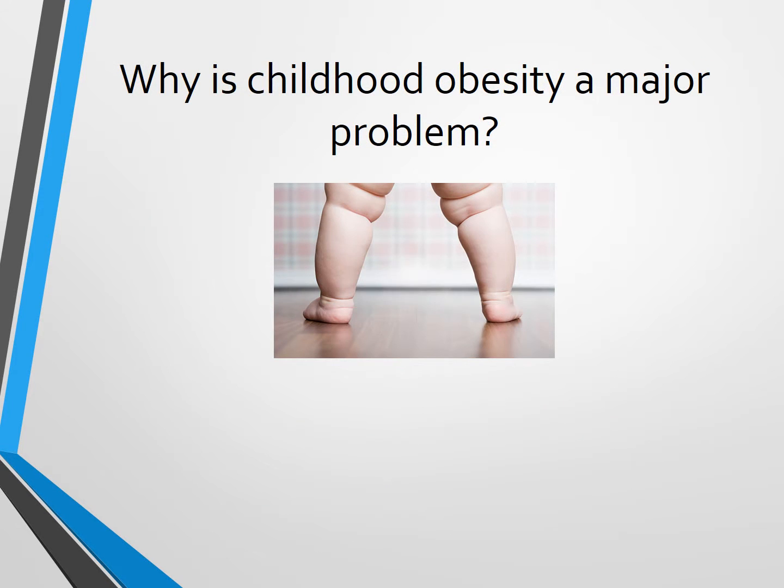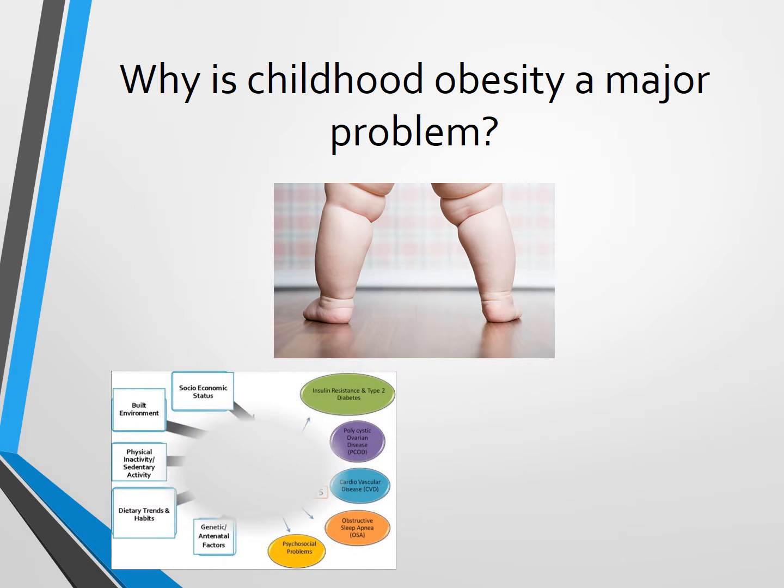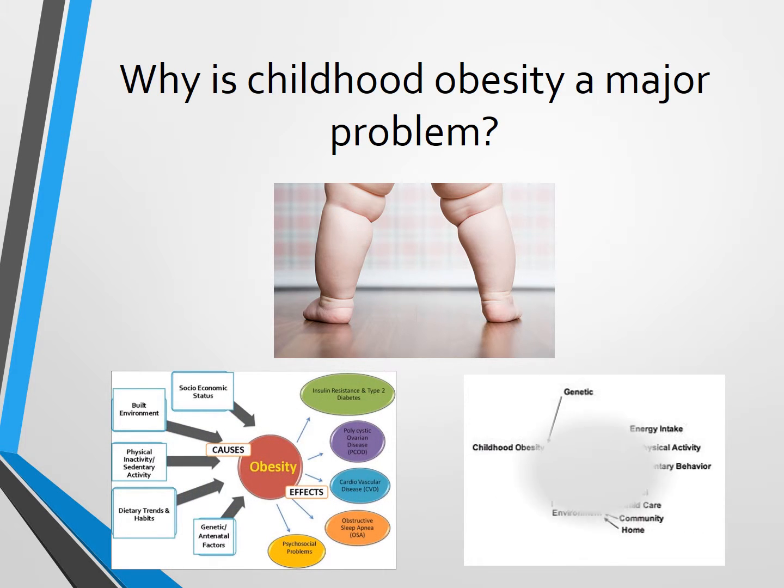Why is childhood obesity a major problem? Obesity in children is the catalyst for the development of many illnesses and diseases traditionally associated with the older population, such as diabetes, high blood pressure, high cholesterol, arthritis, and some cancers. This means young adults are beginning to suffer from these complications much earlier than normal, which clearly will affect lifelong health and life expectancy.